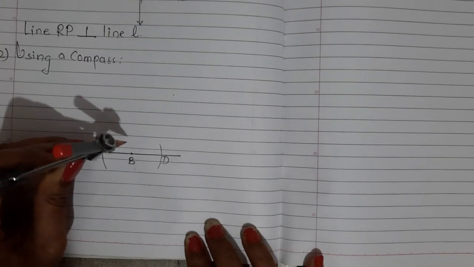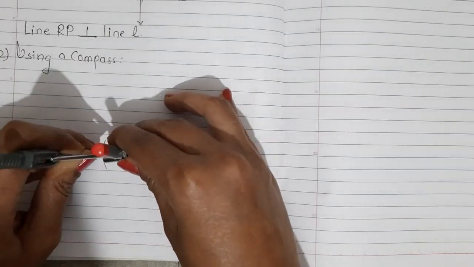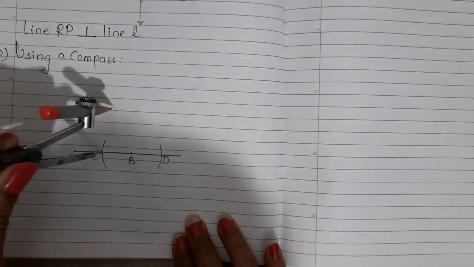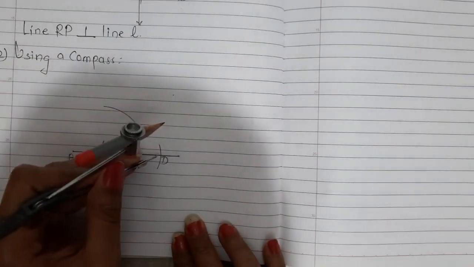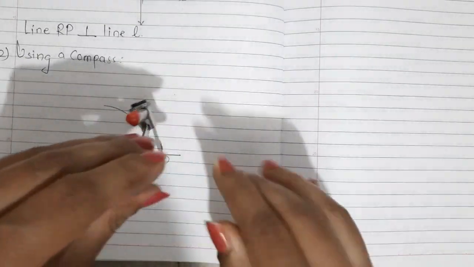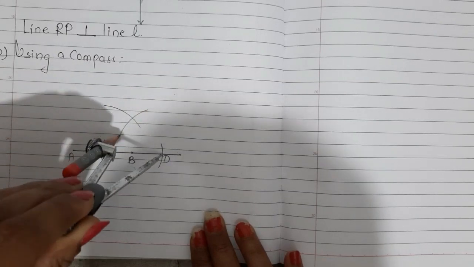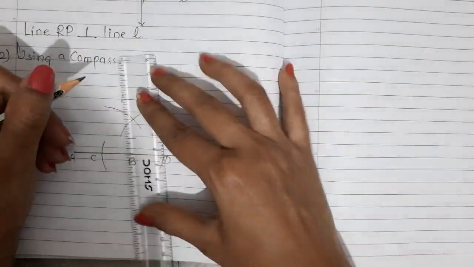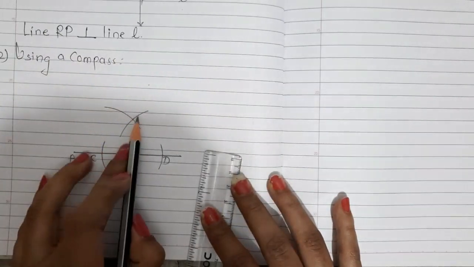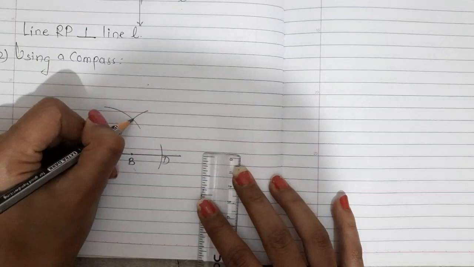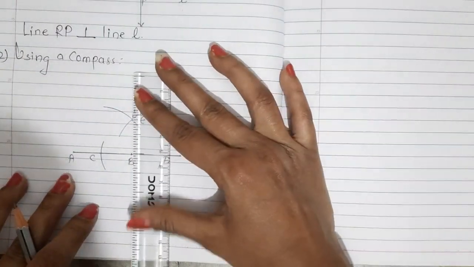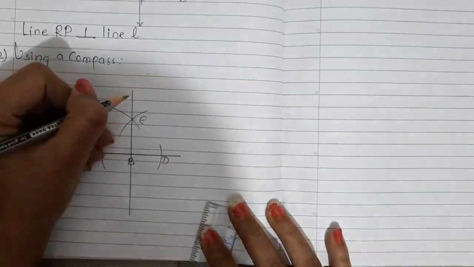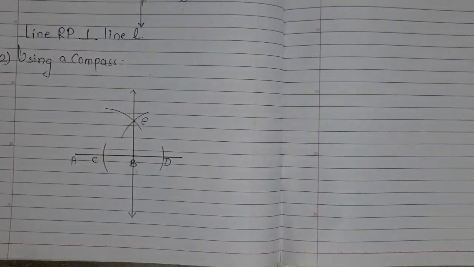Then keeping the center of your compass at point C, you have to take a distance more than half and draw one arc like this. Similarly, keep the center of compass on point D, and draw an arc taking a distance of more than half. Then name the point where the two arcs cut each other as E, and join E and B like this. Okay.